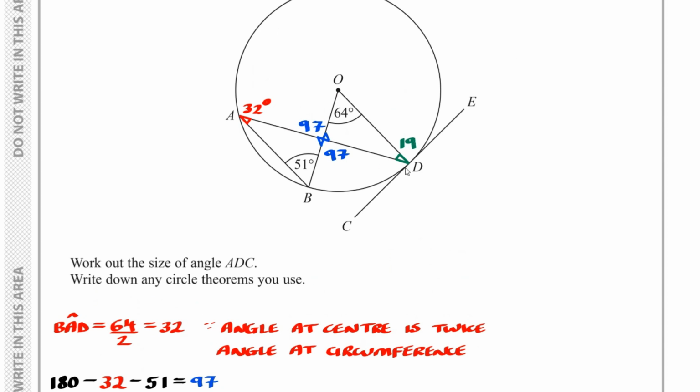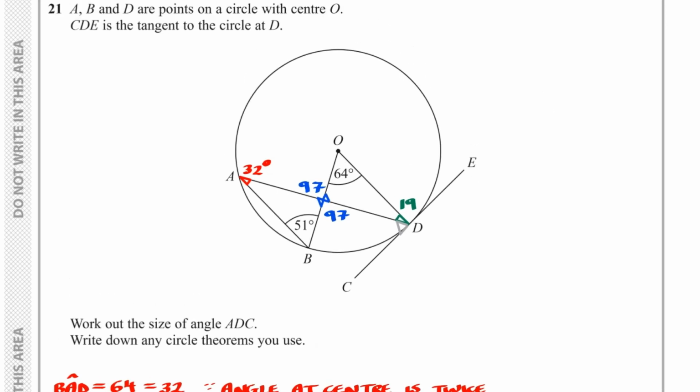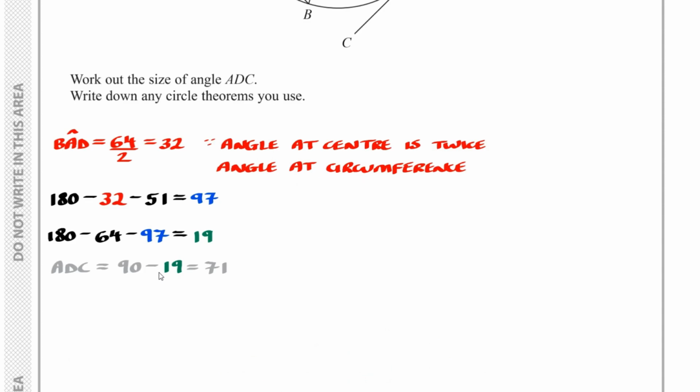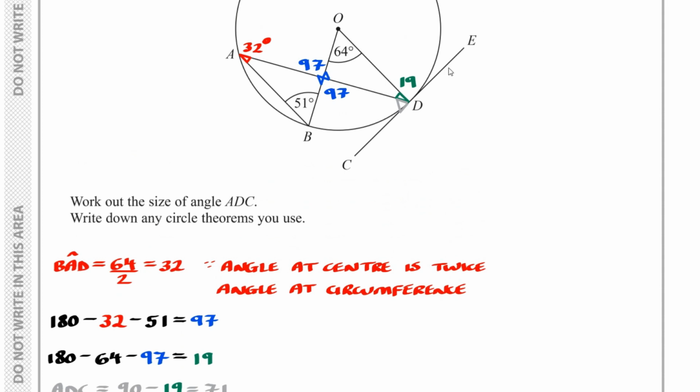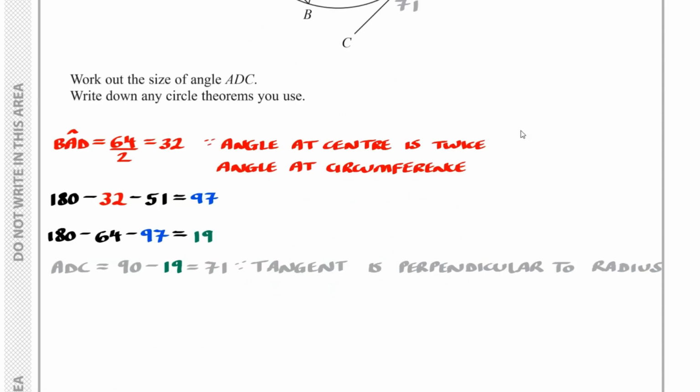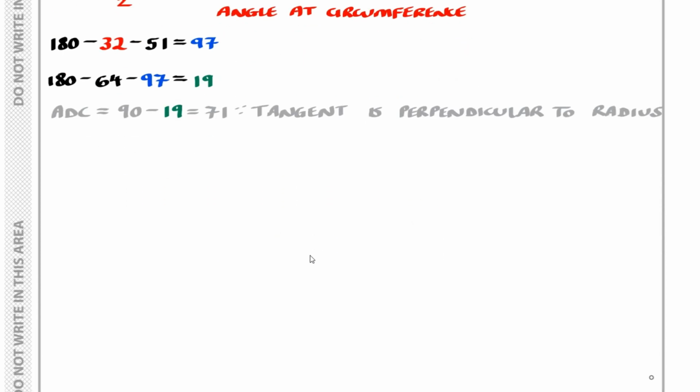Now what we are required to find is the angle ADC, which is this angle here. Now this angle here will equal 90 subtract 19, which is 71. So this angle here is 71 degrees. The tangent is perpendicular to the radius, so we've got 71 degrees.